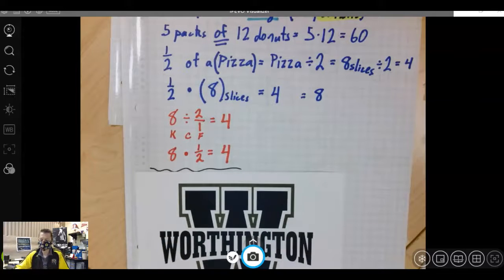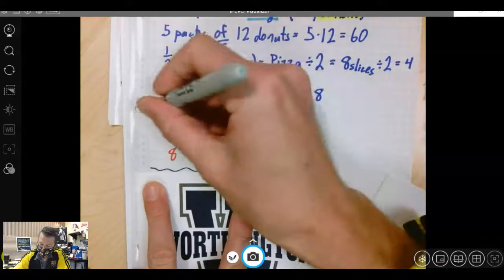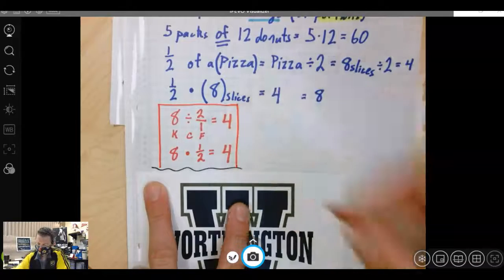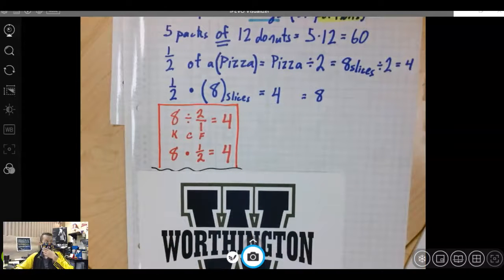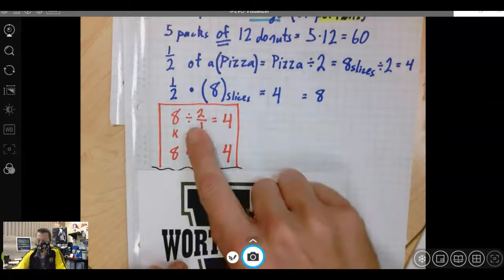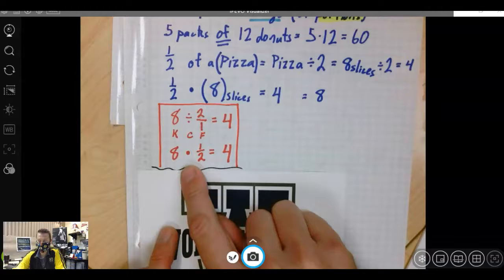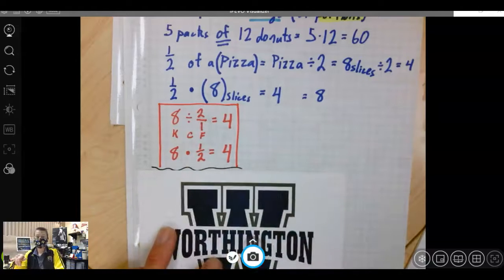If we apply our keep, change, flip process, if you look at what I have written in just red, I went from 8 divided by 2. I did keep, change, flip, and turned it into 8 times 1/2. Both of those answers are the same. This is like where we talked about subtraction being addition. Remember when we talked about subtraction is really addition? Division is really multiplication. But like addition had to be addition of the opposite, right? To turn subtraction into addition, we did addition of the opposite.